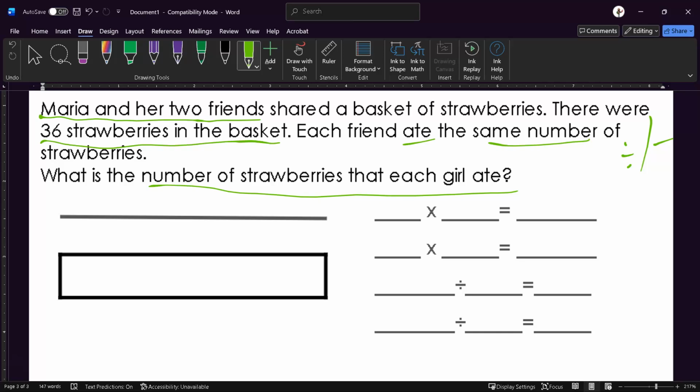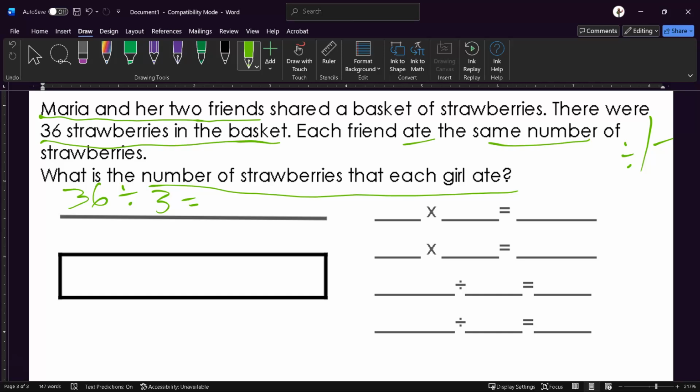Okay. Now let's think about this. Maria and her 2 friends shared. Okay, so we have how many people sharing strawberries there? 3. Maria and her 2 friends. So if we were to write the equation, it would be 36 divided by 3 equals blank.